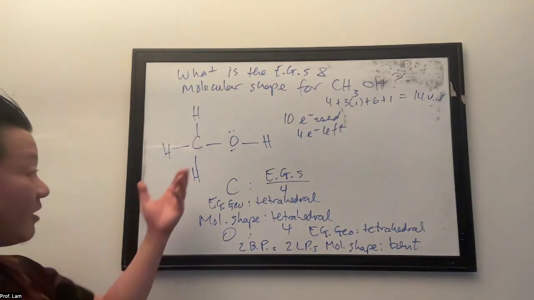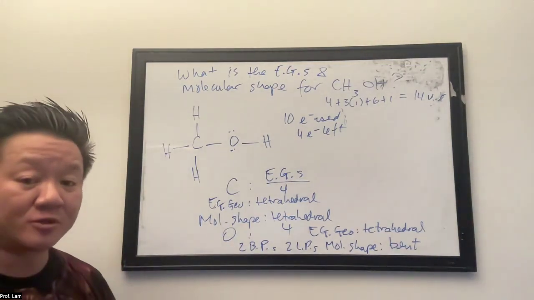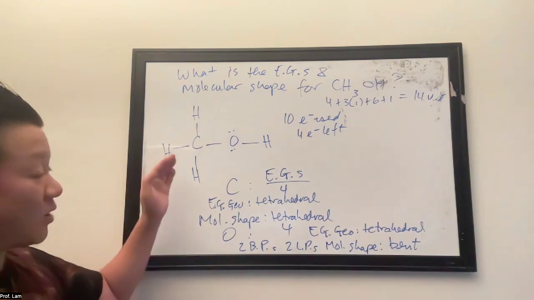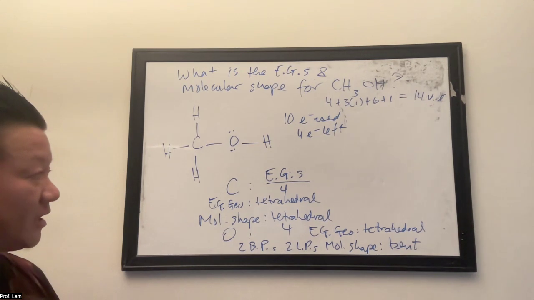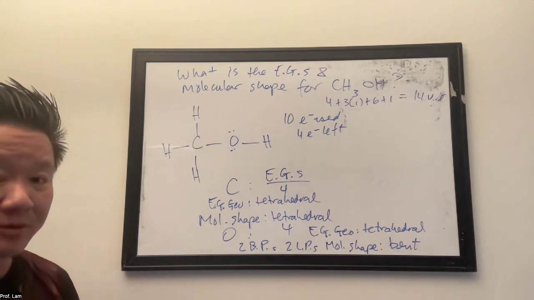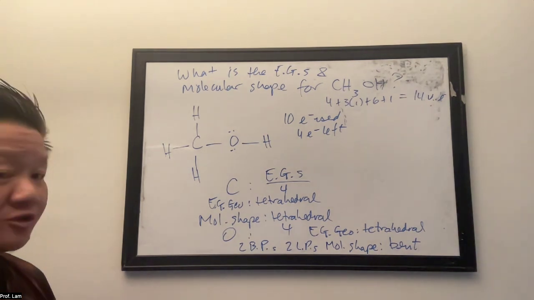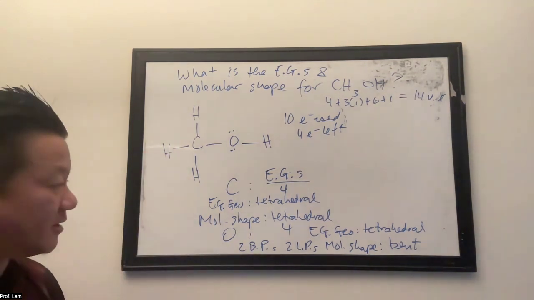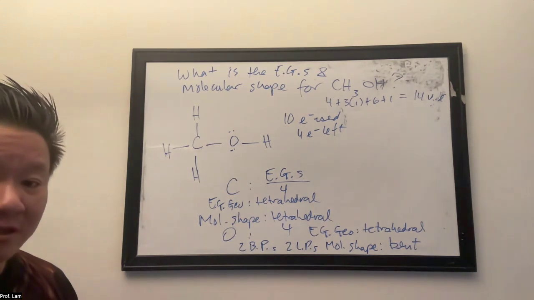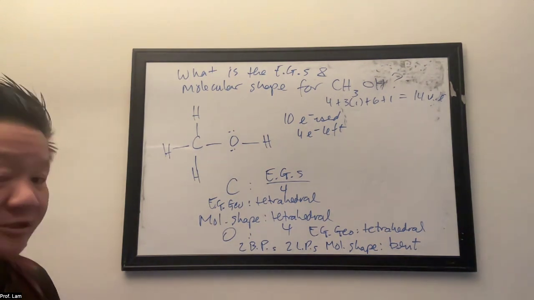So again, when you have a larger structure with multiple central atoms, just do 1 central atom at a time. Then it's very, very simple. Right? It's just zoom in on the central atom and count your electron groups, count the bonding pairs and the lone pairs, and that's all you should need.